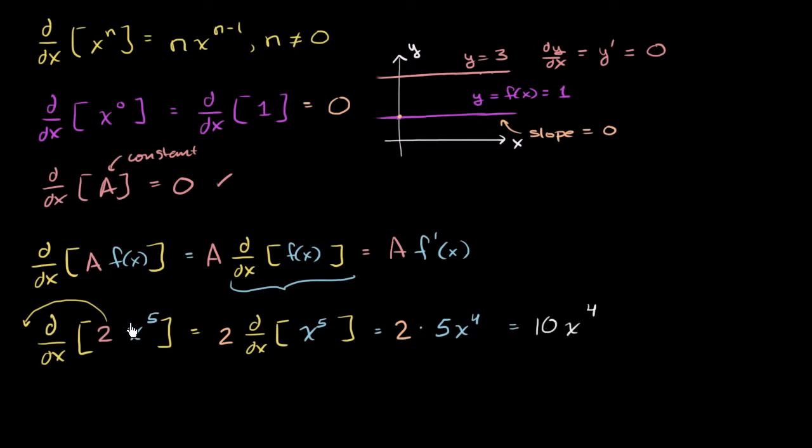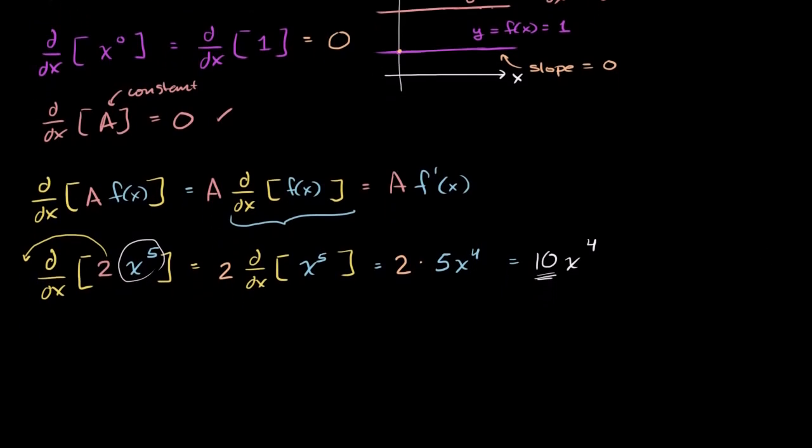So for 2x to the 5th, you can literally just say, okay, the power rule tells me the derivative of that is 5x to the 4th. 5 times 2 is 10. So that simplifies our life a good bit. We can now, using the power rule and this one property, take the derivative of anything that takes the form ax to the n power.